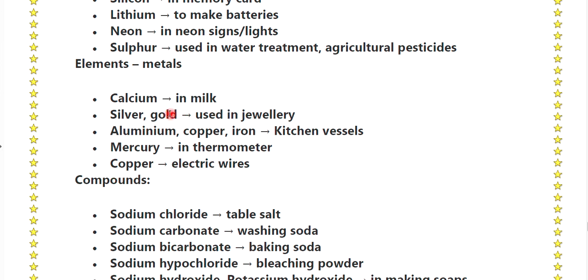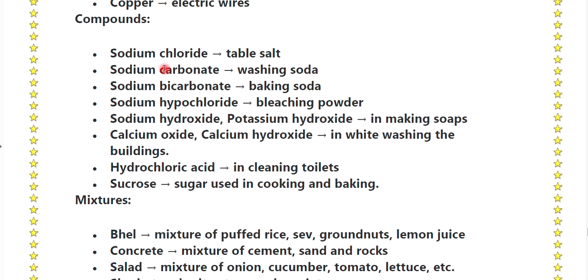electric wires. Compounds: sodium chloride, table salt; sodium carbonate, washing soda; sodium bicarbonate, baking soda; calcium hypochlorite, bleaching powder; sodium hydroxide, potassium hydroxide in making soaps; calcium oxide, calcium hydroxide in whitewashing in the buildings; hydrochloric acid in cleaning toilets; sucrose used in cooking and baking.